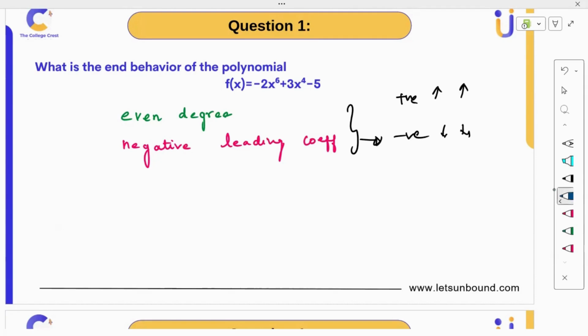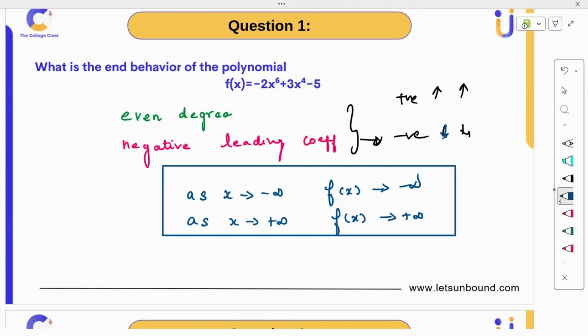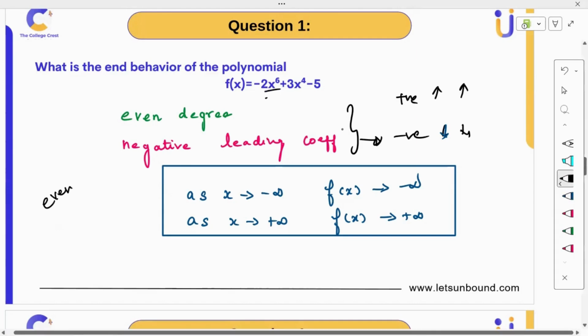But you can't write like this. You have to write as x tends to negative infinity, f of x tends to negative infinity. Down means negative infinity. Then as x tends to positive infinity, f of x tends to positive infinity. This is the end behavior. You have to write in this way. And also this is an even function, purely made up of even powers. So it is a valid even function, right?